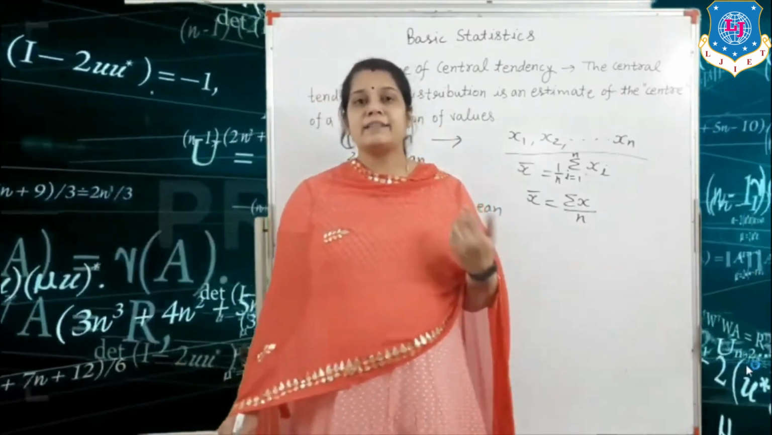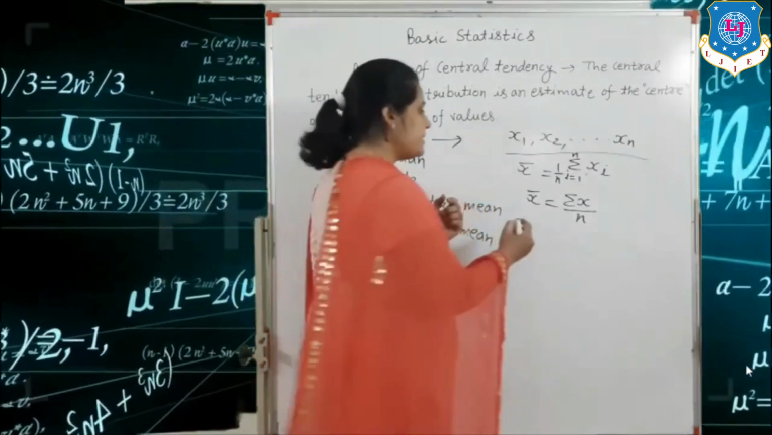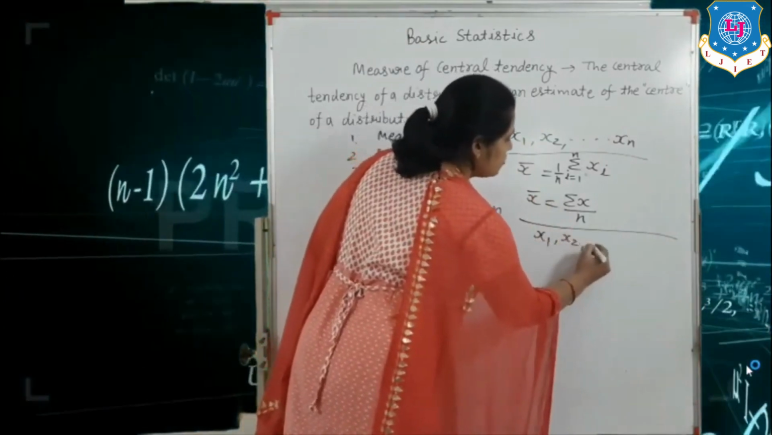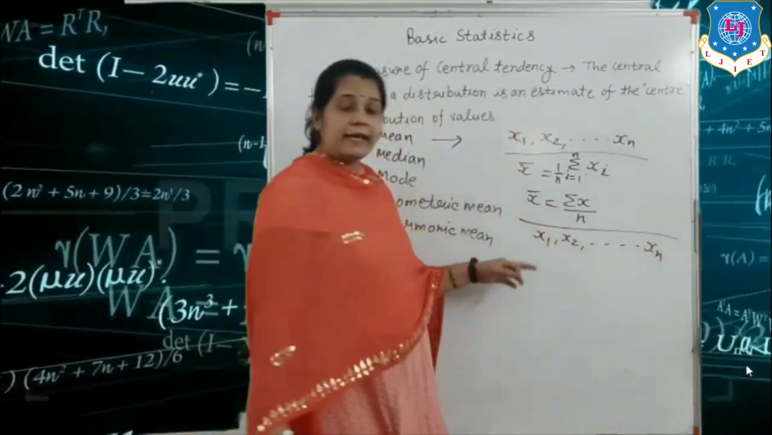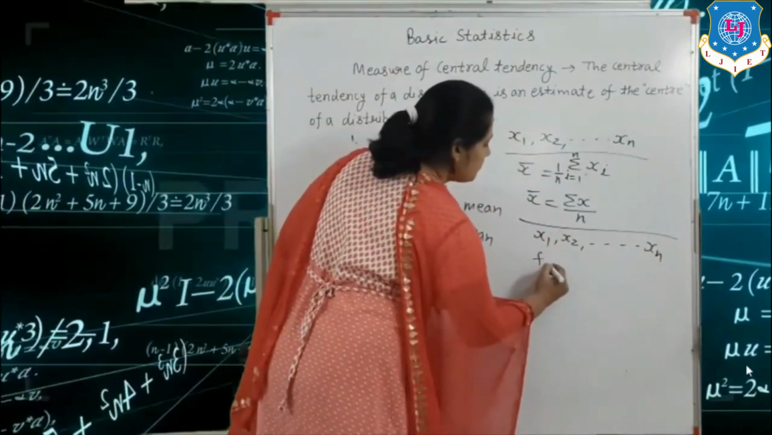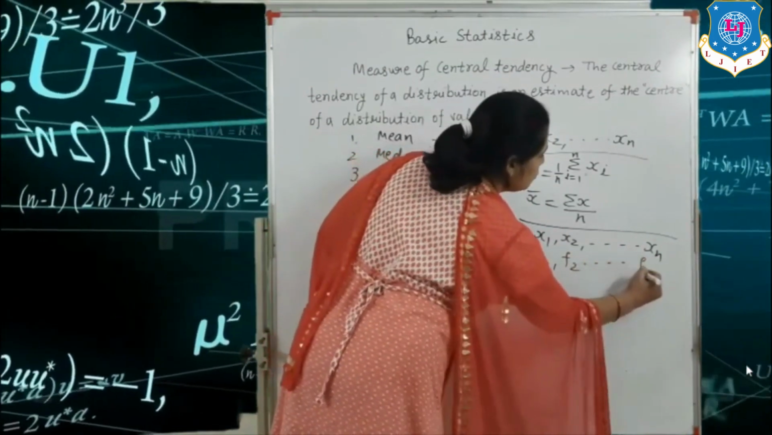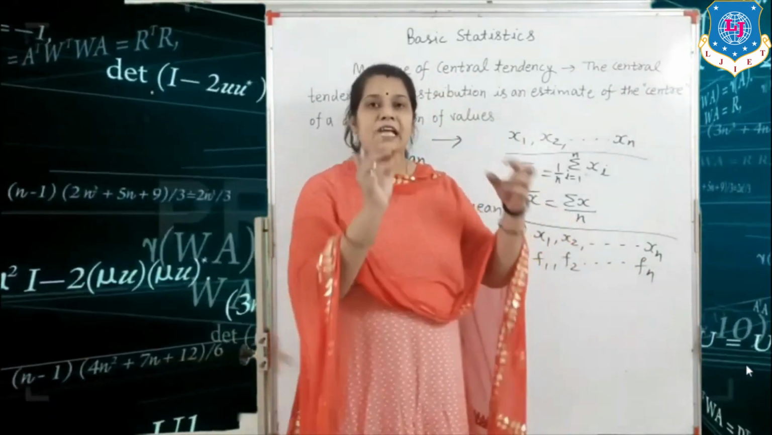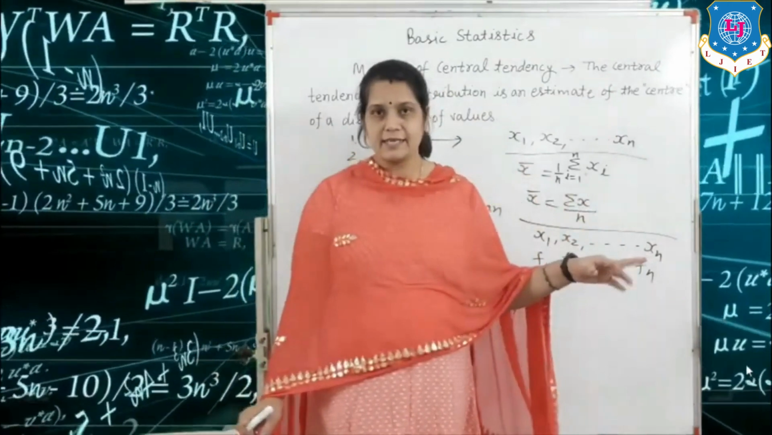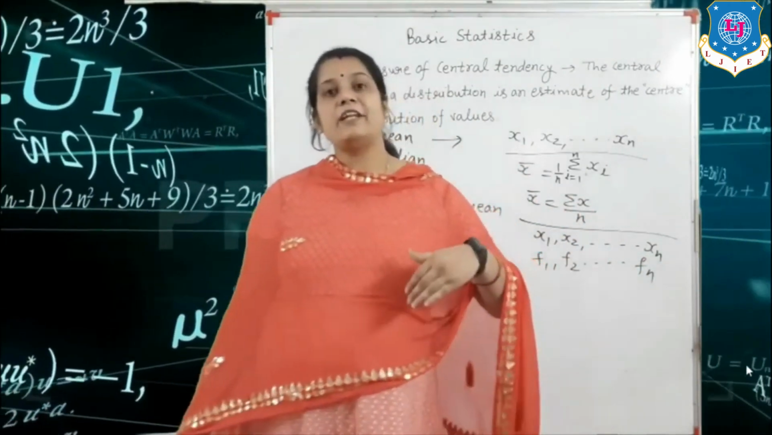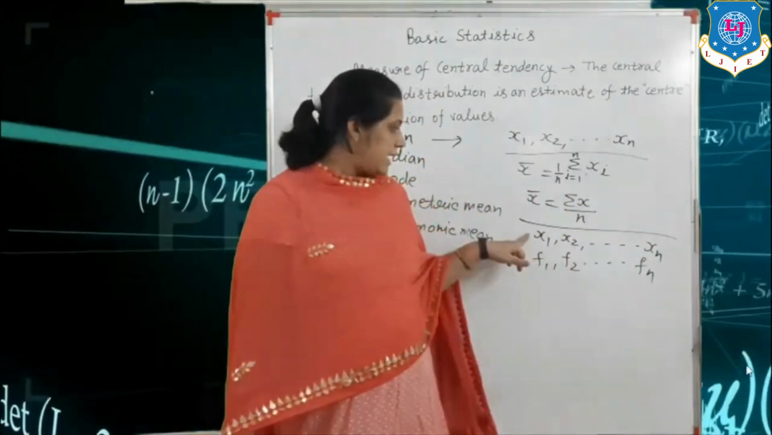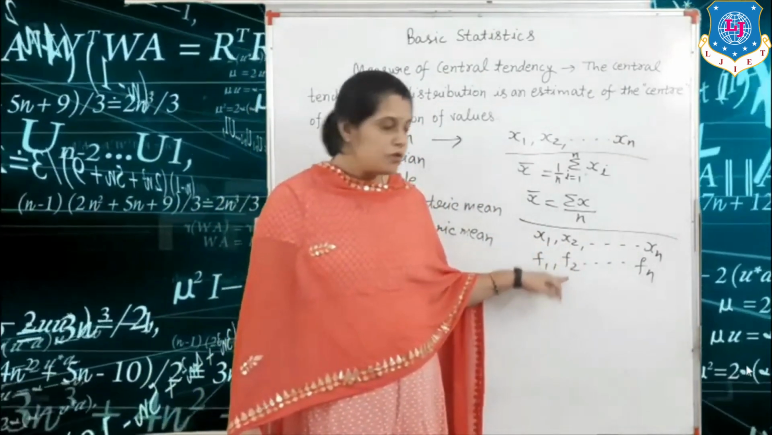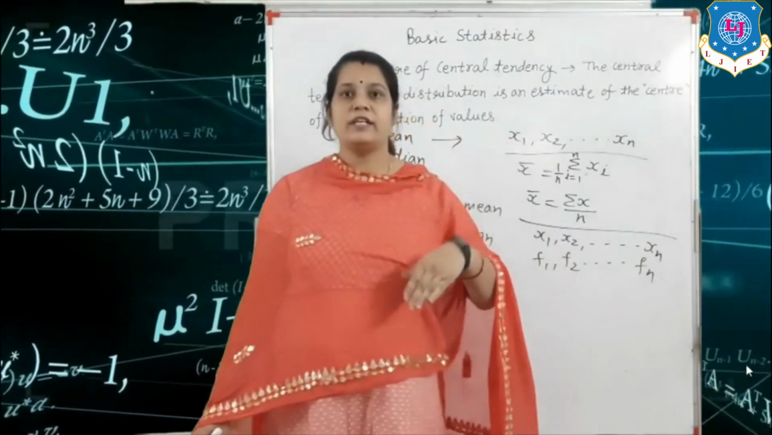And for grouped data, what do you mean by grouped data? We are given the terms x1, x2 up to xn, and according to these we have the frequencies f1, f2 up to fn. That means we are given the values of x, x1 to xn, and the value of f corresponding: x1 corresponding f1, x2 corresponding f2, up to xn corresponding fn.